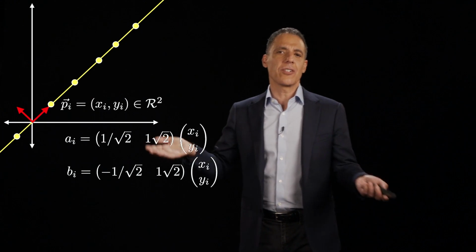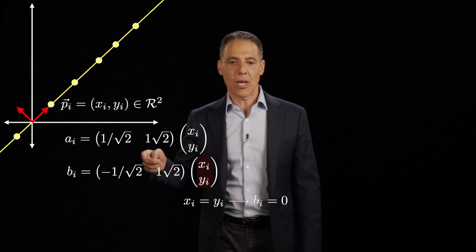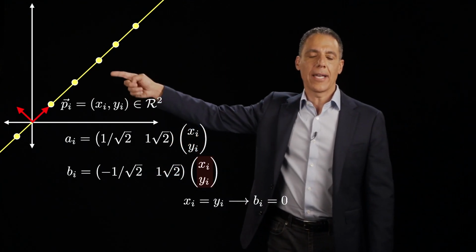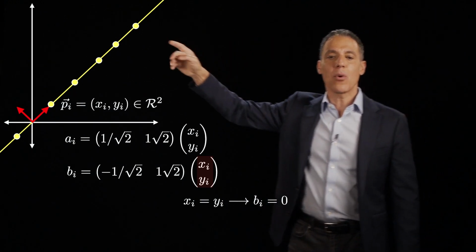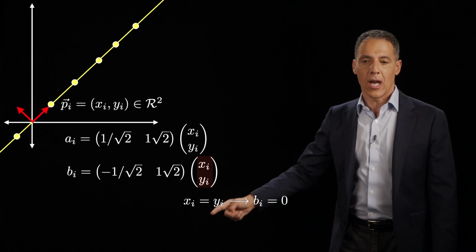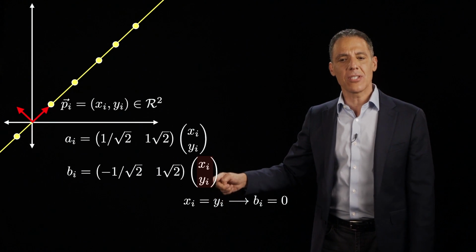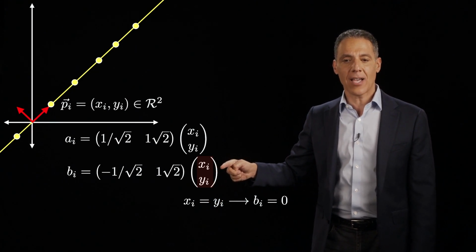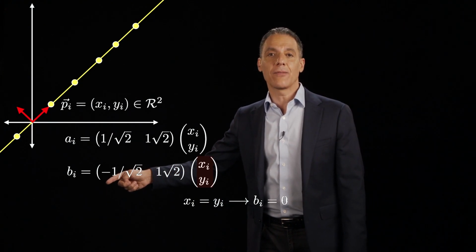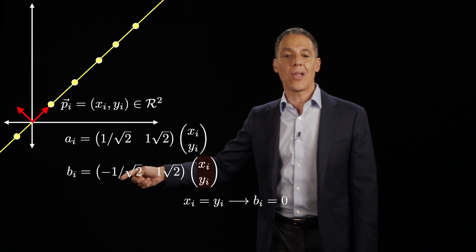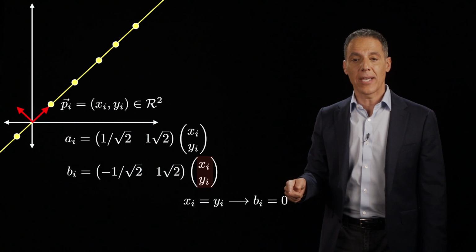So is there an advantage or disadvantage to this new representation? Well, let's find out. Let's take some point x_i, y_i. Now notice that these points all lie on the line y equals x. So for every point that I've drawn here in yellow, x sub i is equal to y sub i. And what does that mean? That means in this new representation, the new value is going to be whatever the x value is times minus 1 over root 2, plus whatever the y value is, which is the same as x, times 1 over root 2, which means b sub i is always 0.